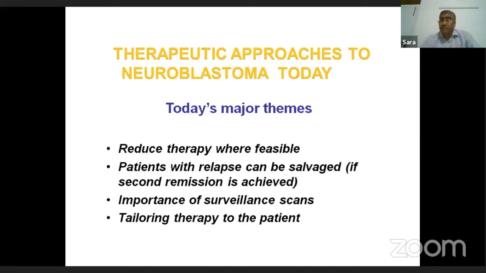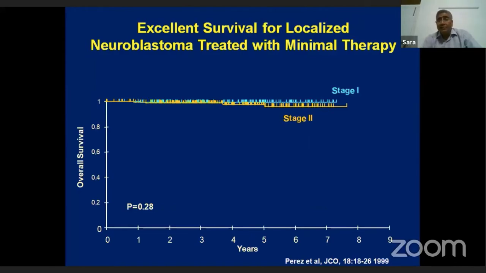Tailoring of therapy as per the risk stratification is important. So as I've told you, in stage 1 and stage 2, minimal therapy is the key. Once the tumor has been fully resected, unless it is NMYC amplified, you don't need to do much. Just surgery alone is sufficient and survival is close to 98%, as I've told you. So minimal therapy, just surgery, would be required in the majority of stage 1 and stage 2 or localized tumors, as I've told you.